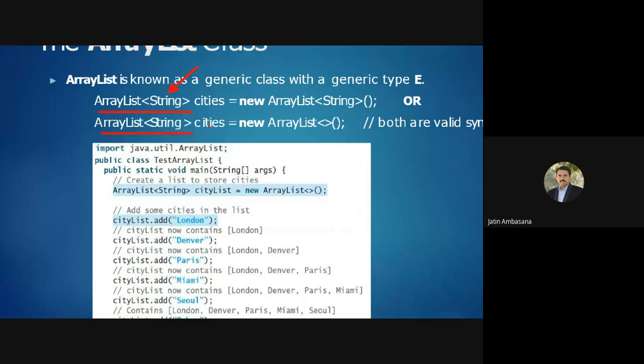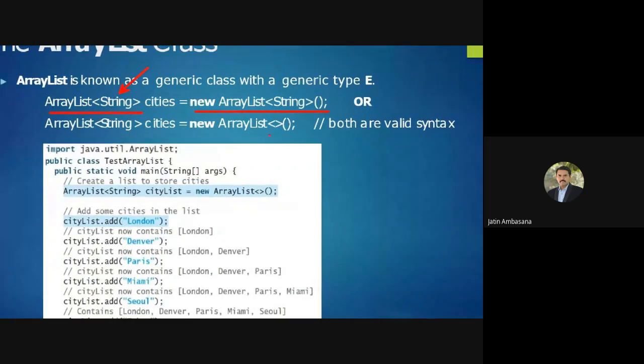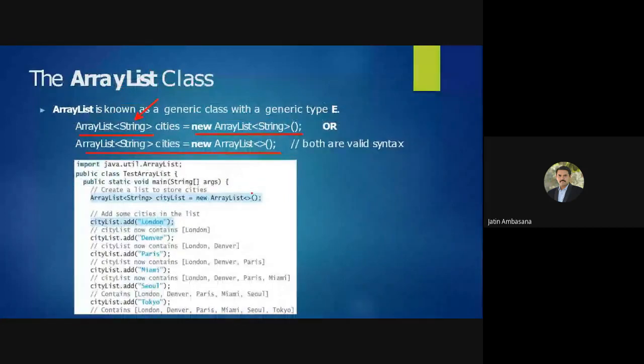ArrayList of type String, object. So it is equal to new ArrayList of String. Either you do it like this or you do it like this. No issue in that. Both are valid syntax. Okay, so check this out.